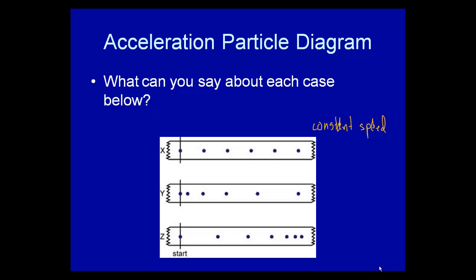If you look at Y, the dots are getting progressively farther apart. That means the object is accelerating. Since it's speeding up, it's a positive acceleration. Now in Z, look what happens, the dots are getting closer together. That means that's a negative acceleration. The object's stopping.